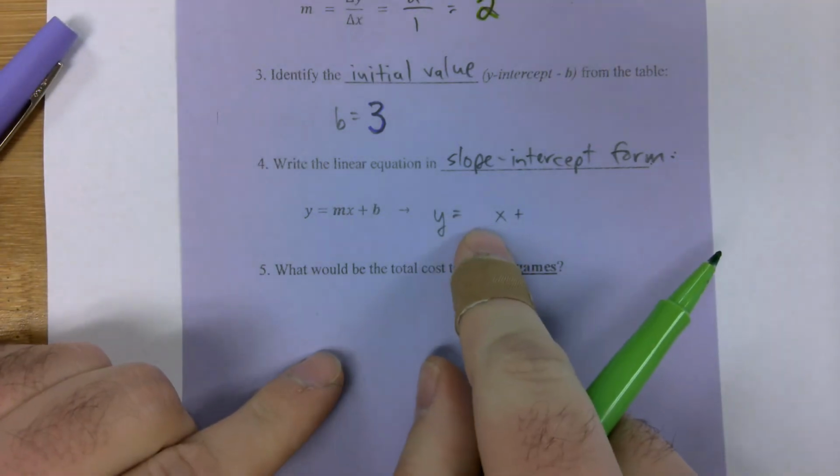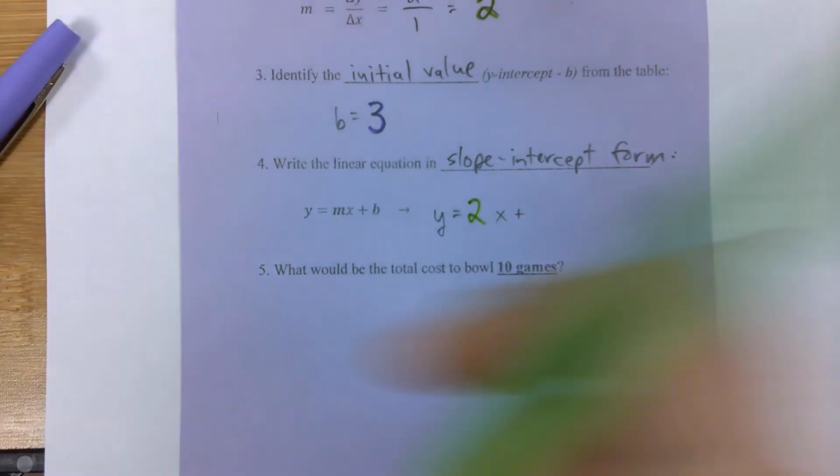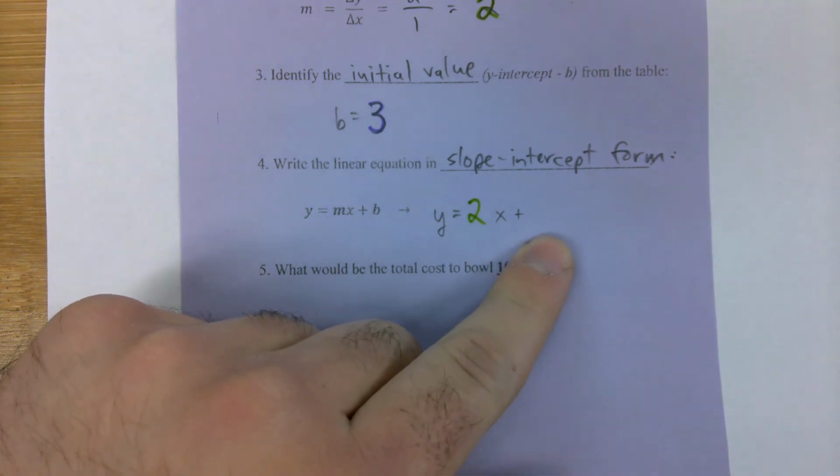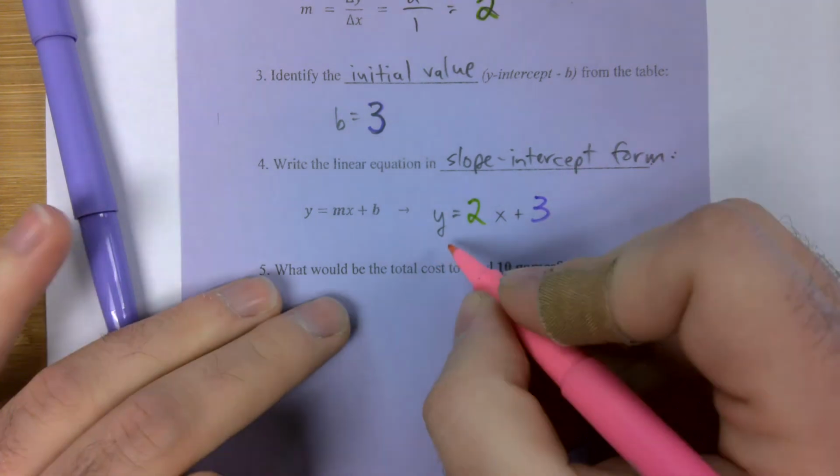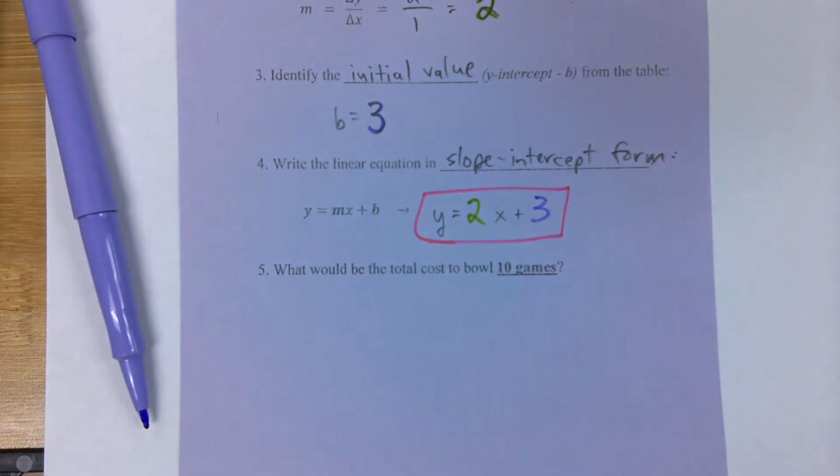Y equals 2x. Great job, Rowana. Plus what? Plus 3, exactly. Y equals 2x plus 3. Not too different from what we've been doing, right? It's all connected. It's all kind of the same thing. The difference here is we've got to understand what's going on in the problem before we can understand what the numbers for the problem are going to be, if that makes sense.